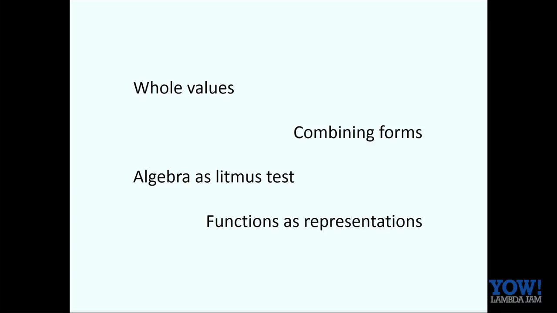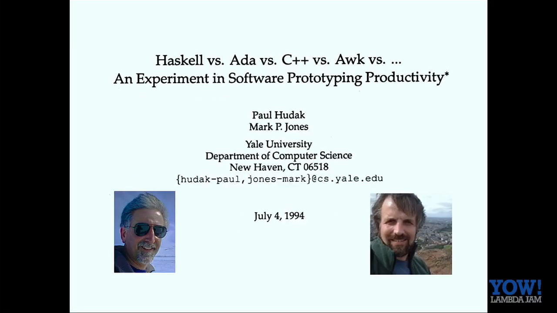So functional geometry was a lot of fun. I want to now skip ahead to a paper from the 90s that is a personal favorite of mine. You might not be aware of it. It's a paper called Haskell versus Ada versus C++ versus awk versus ... an experiment in software prototyping productivity. And it's by Paul Hudak and Mark Jones. Paul Hudak was a giant of functional programming. He died a couple of years ago. And he was the person who took the initiative to the design of Haskell.